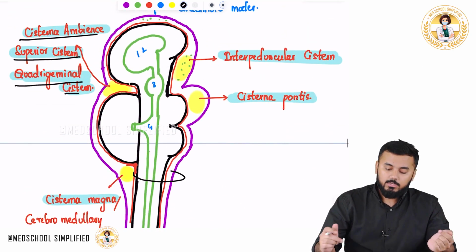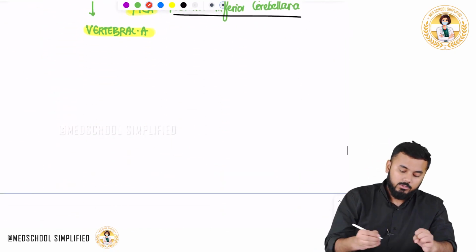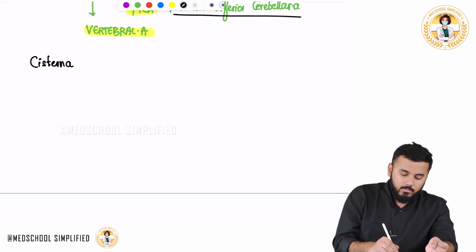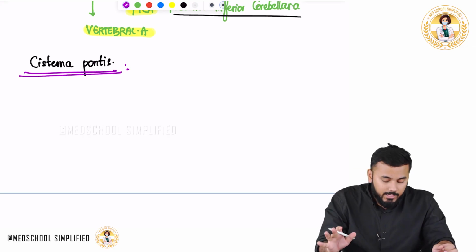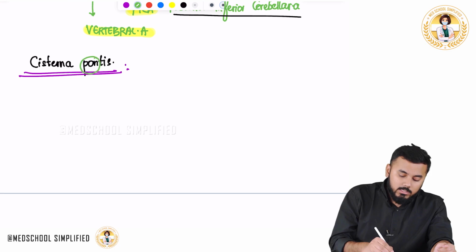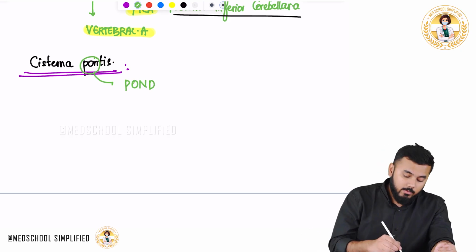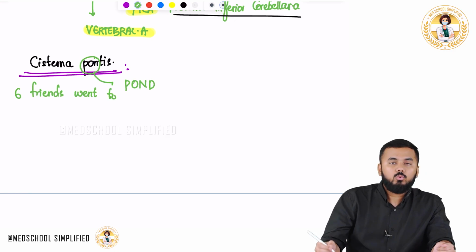The second important cistern we shall be discussing right now is cisterna pontis. So what are the structures or arteries that are located in this cisterna pontis? Now how do you remember this? Pontis in the sense pond. So who went near the pond? 6 friends went to the pond.